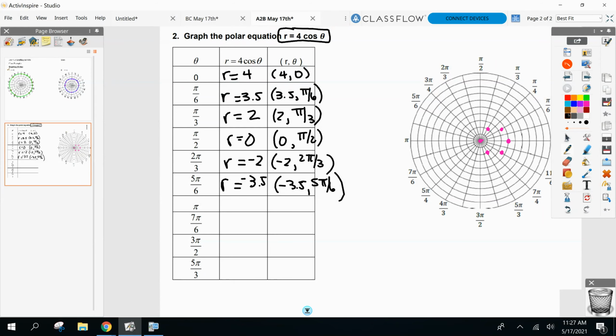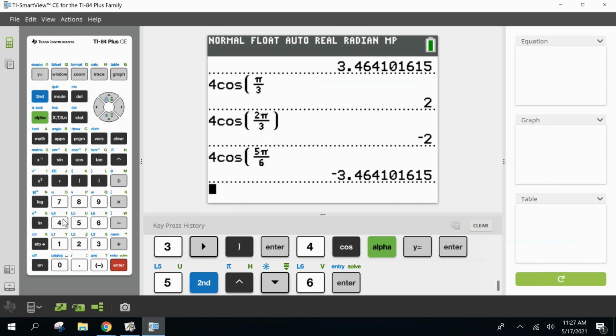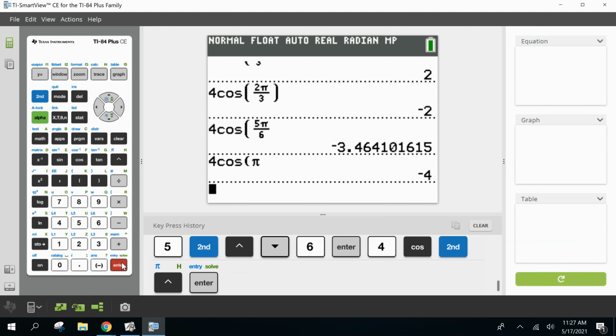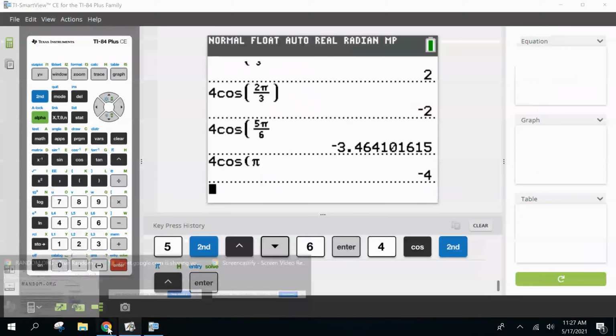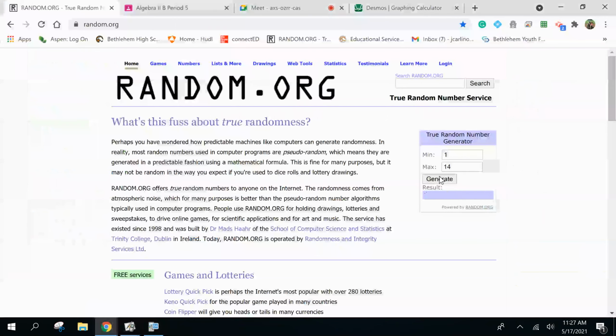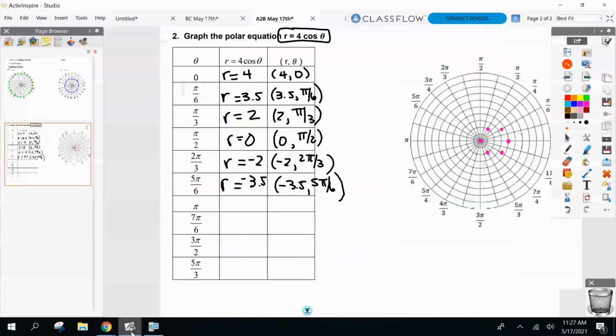All right, I'm at pi now. What do you end up with at pi? Kian, what do you end up at pi? What's your R value? Negative 4. Yep, you got it. Thank you.